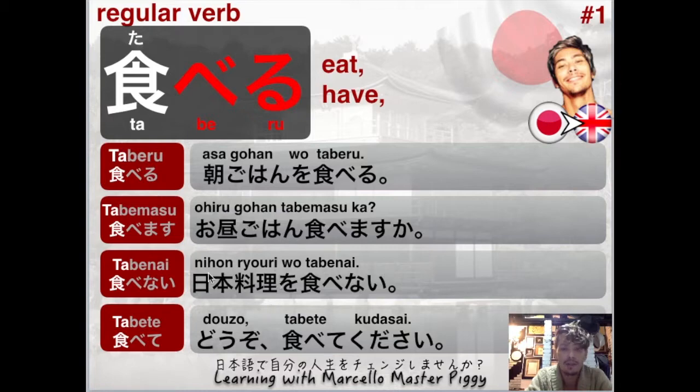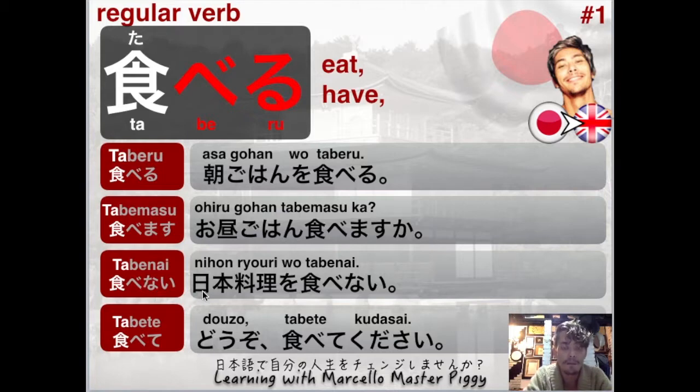Now let's go to the next one, which is the negative form. The negative is very simple. It's a regular verb, so we're going to change the last ru hiragana for nai. Now, the word nai means no or I don't have, okay? So it's negative. And in this case, the verb becomes negative, becomes don't whatever. In this case it is to eat, so don't eat.